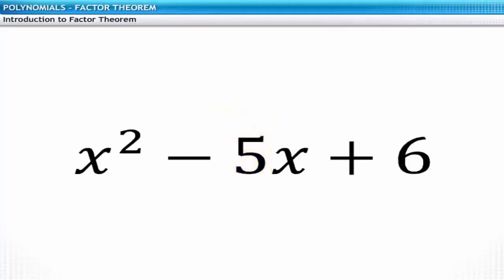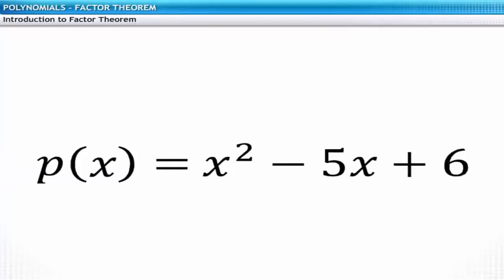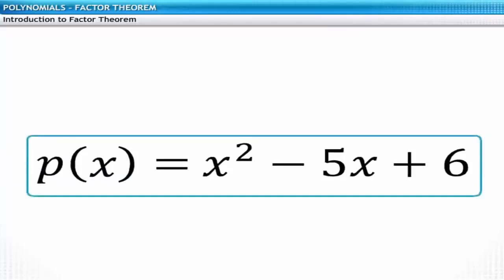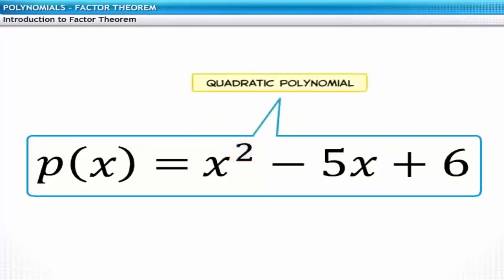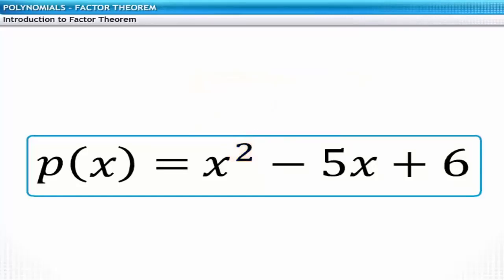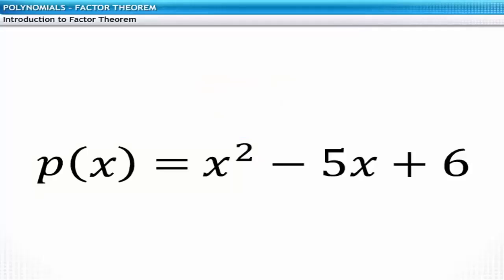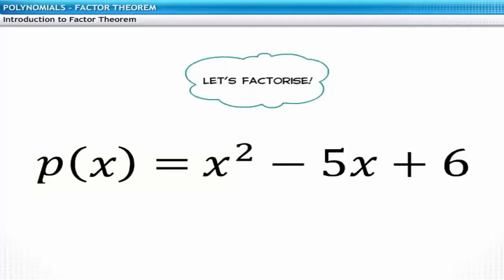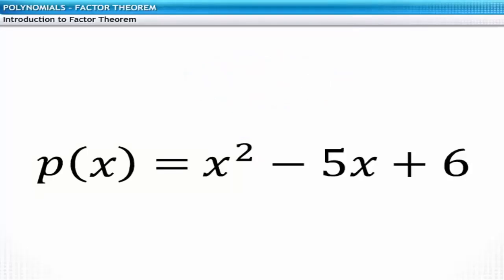The variable of this polynomial is x. Hence, it can be represented as P of x, which is the general form of representing polynomials. In this polynomial, the highest degree of x is 2. Thus, this is a quadratic polynomial. Now, let's factorize this polynomial. Here, we will write the polynomial in the form of this algebraic identity.